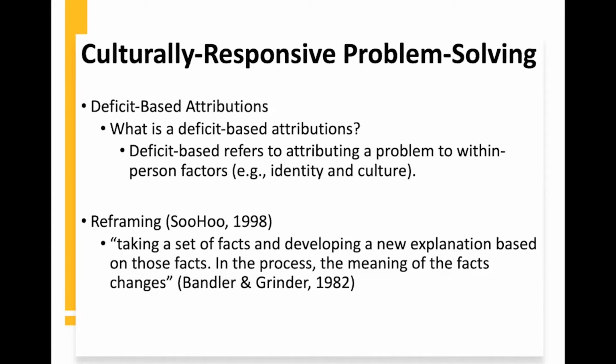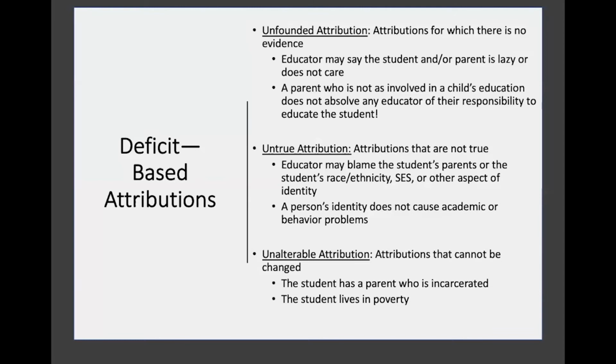So when deficit-based attributions manifest themselves on the team, one of the strategies we can use is reframing. You're right, this student is not performing on grade level, but we need to help you rethink why you think this student is not performing on grade level. This is significant. This is a very important piece, to reframe why you think this student is not performing on grade level.